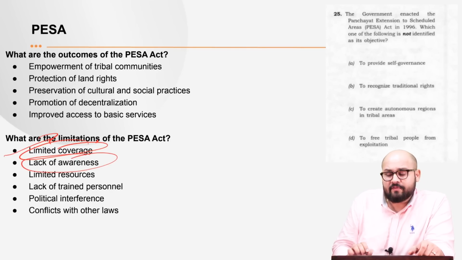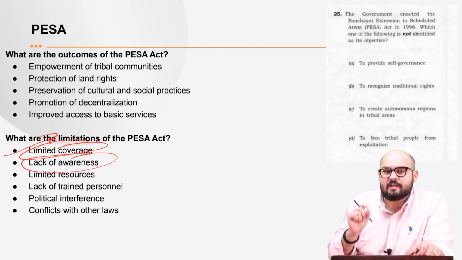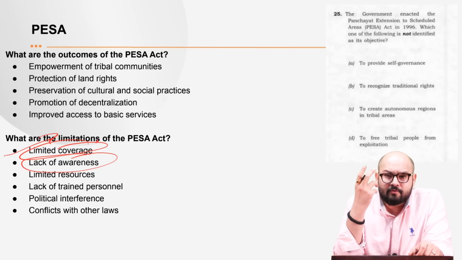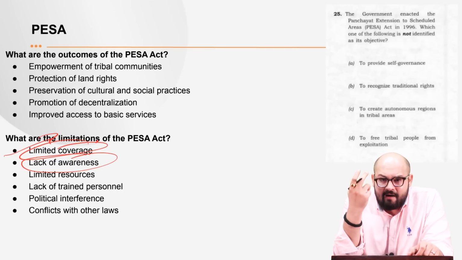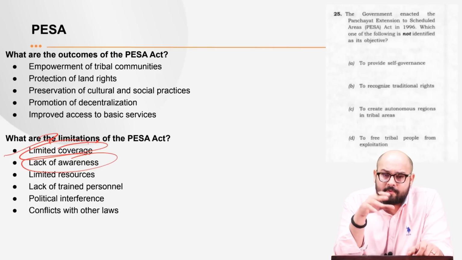Next is lack of awareness. Even the people who are living in these scheduled areas, they are not aware about the institutionalization of Gram Sabha, the powers and the authorities they have, or the consent mechanism which is incorporated in the act. So they are not even aware about that.